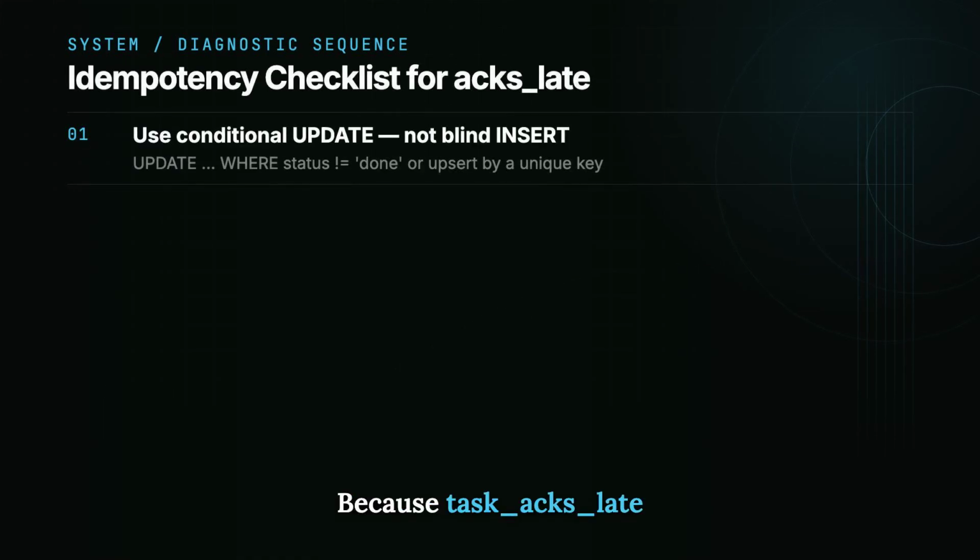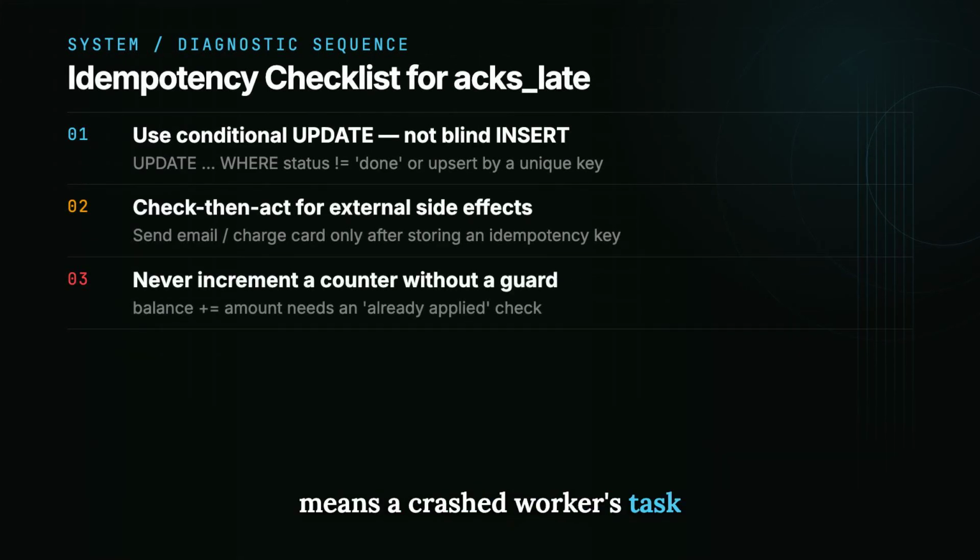Because task_acks_late means a crashed worker's task gets redelivered and re-executed, every task must be safe to run more than once. Use conditional updates like update with a status check instead of blind insert. Make external side effects like sending an email check an idempotency key before firing. And never increment a counter without a guard that prevents double counting. If a task is not idempotent, do not use acks_late.